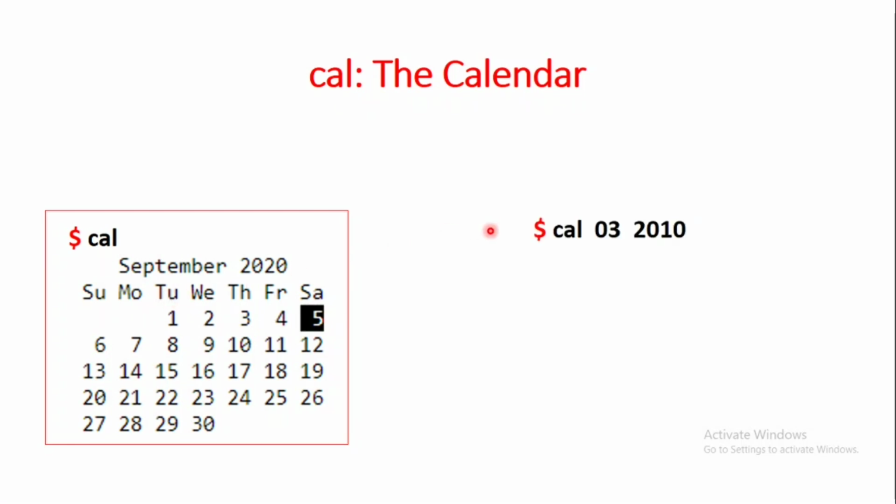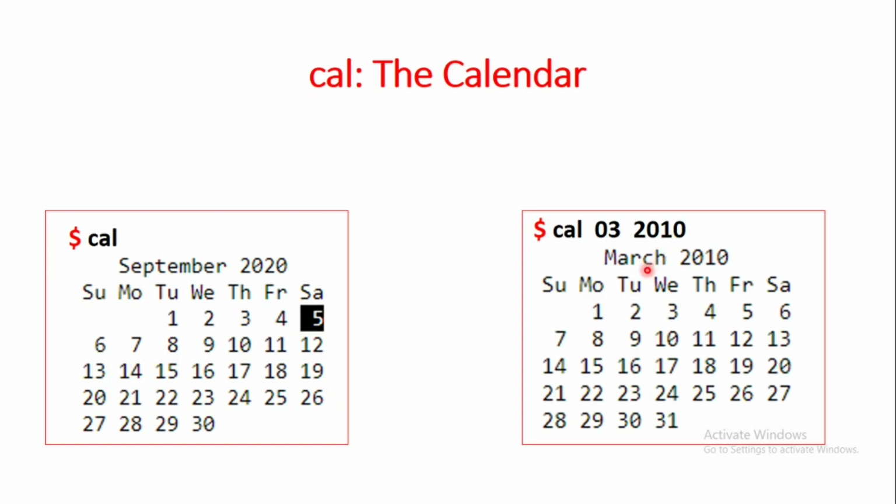For example, for cal, the first argument passed is a numerical value. Here 03 represents the month, which is March, of the year 2010. So I'll get the calendar of the month March of year 2010. So this is how the cal command works.